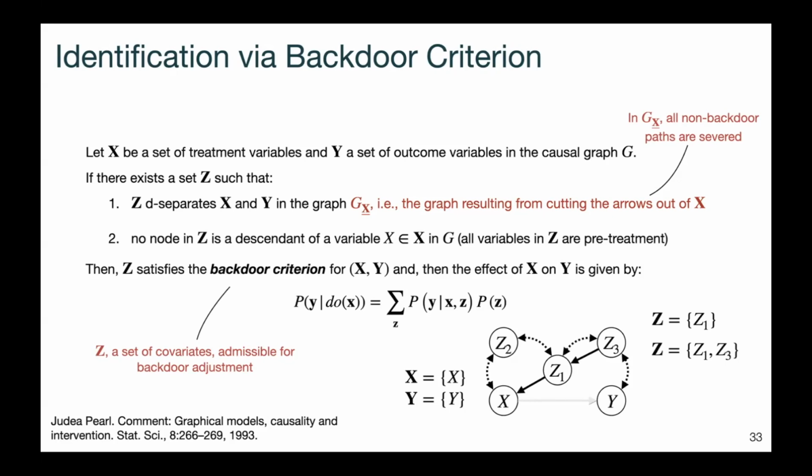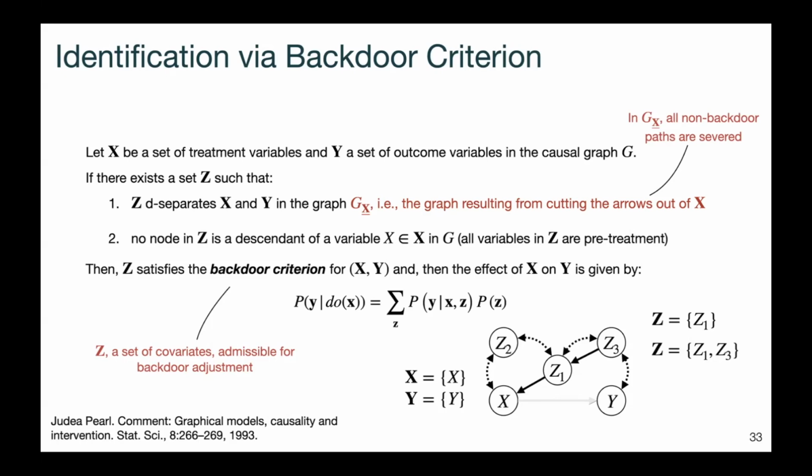So if I have a set Z that d-separates X and Y in this graph, and the set Z includes no descendants, so there's no descendant of X in this set Z, then Z satisfies the backdoor criterion, and then I can have exactly the same formula as before. But here Z is no longer the parents, it's just any set that's blocking the confounding paths.